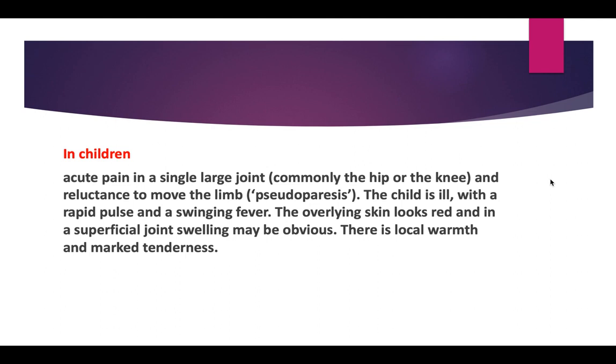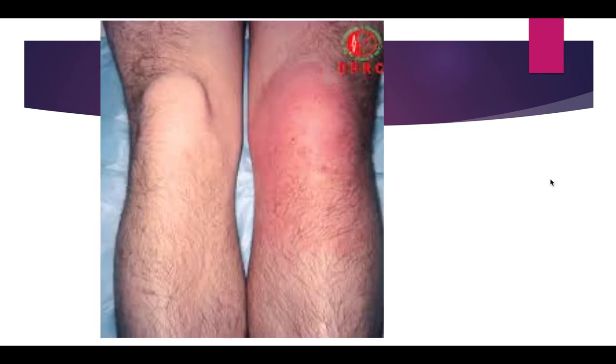The child is ill with a rapid pulse, swinging fever on and off. Accordingly, the overlying skin looks red, and in superficial joints, meaning not the hip, swelling may be obvious. There's local warmth and marked tenderness. In this picture, you can see that the left knee is red, swollen, hot.